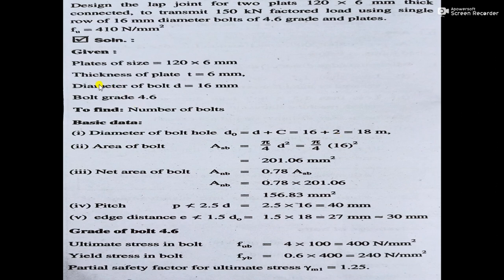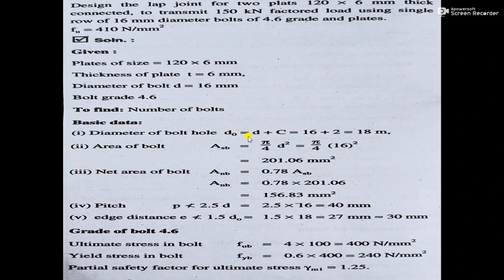So here the nominal bolt diameter is given as 16 mm, so add a clearance of 2 mm, that is the hole diameter or gross diameter. It can be denoted as DG, that is, the gross diameter. This can be denoted as DN, that is, the nominal diameter.